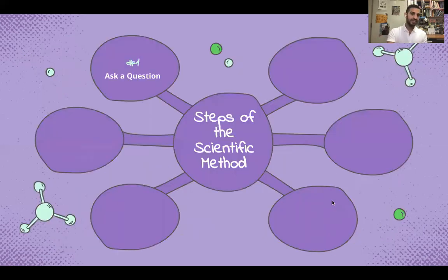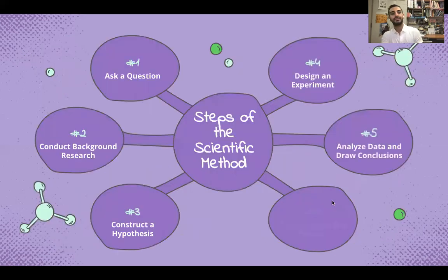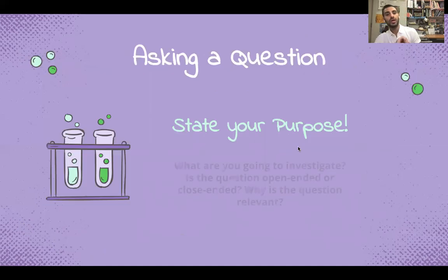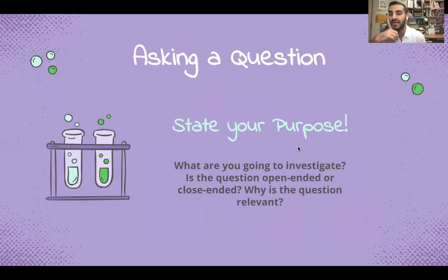So the steps of the scientific method, there are 6 of them. You ask a question, conduct background research, construct a hypothesis, design an experiment, analyze data and draw conclusions, and communicate your results. Asking a question is the same thing as stating your purpose.